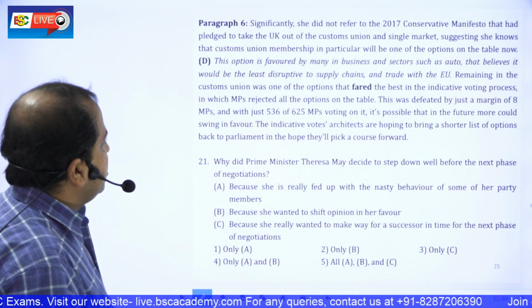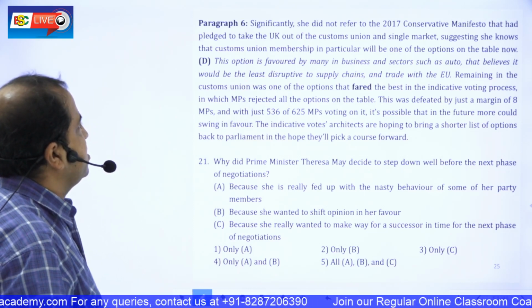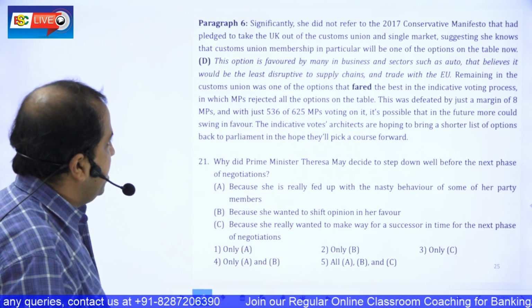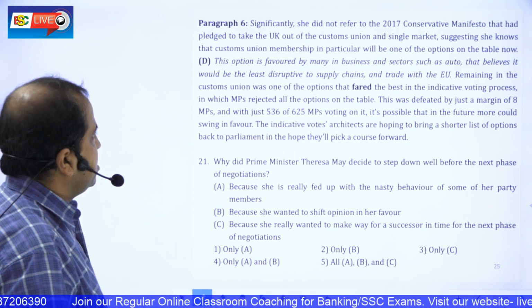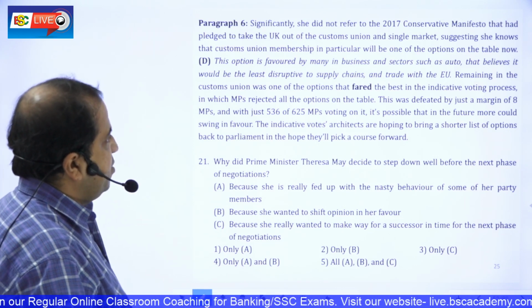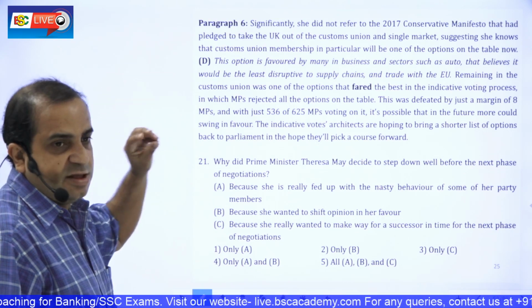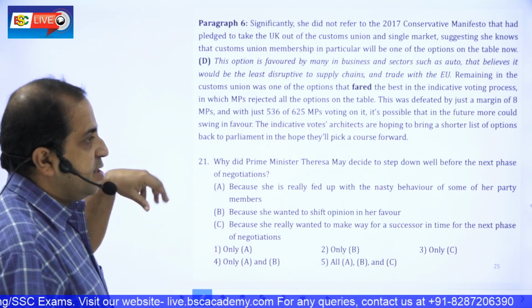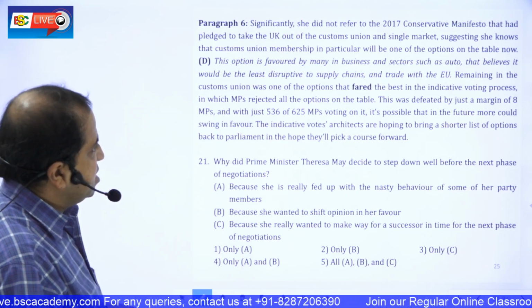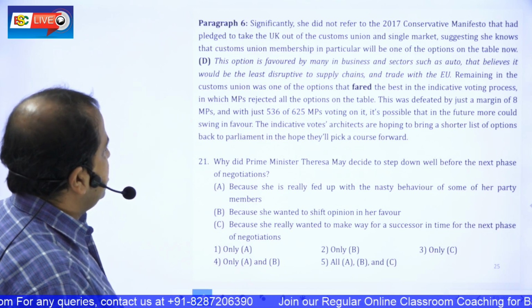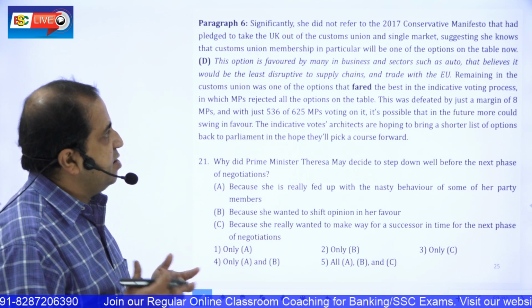Paragraph 6. Significantly, she did not refer to the 2017 Conservative manifesto that had pledged to take the UK out of the customs union and single market, suggesting she knows that customs union membership in particular will be one of the options on the table now. So they have not kept the things in their manifesto before the people very seriously, and have tried to manipulate a bit. This option is favored by many in business and sectors such as auto that believes it would be the least disruptive to supply chains and trade with the EU. Meaning, keep the customs union.